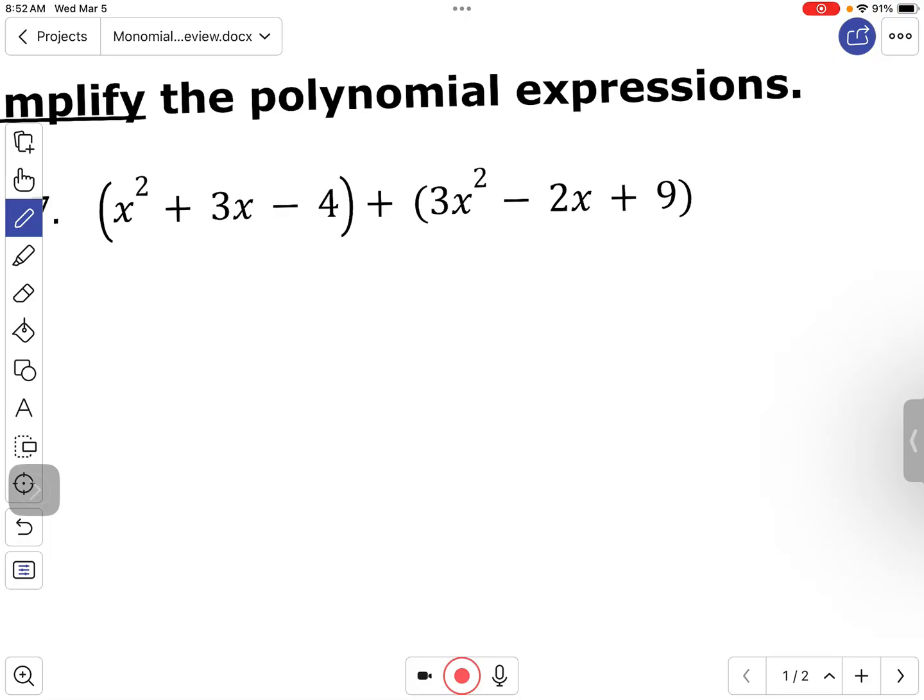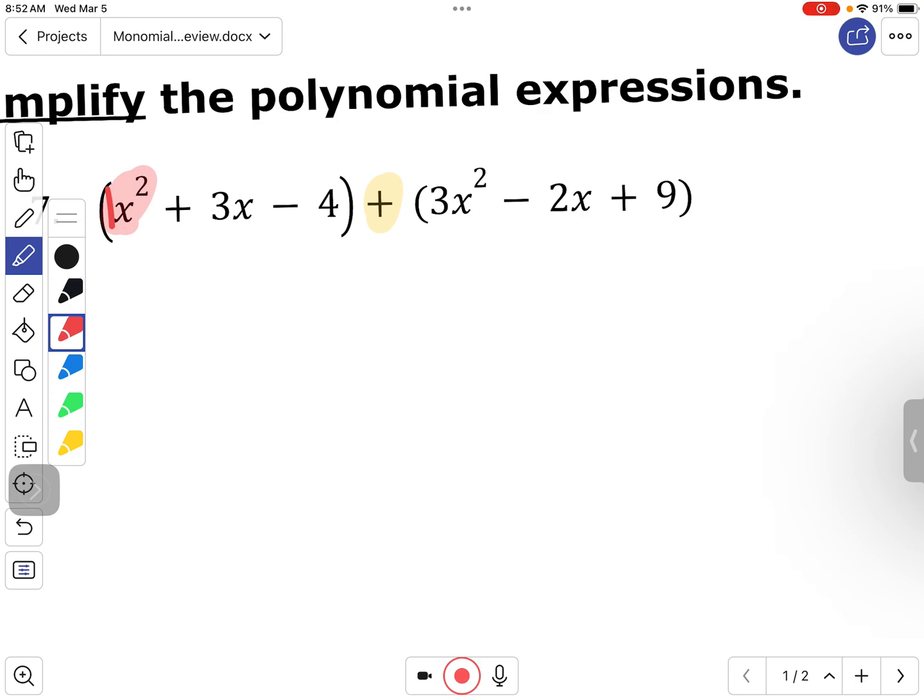Okay, let's look at this one. When we look at this one, in the middle, we notice we have a plus. Okay, we can only add or subtract polynomials if our powers are the same. So I can only add or subtract this 1x to the second with anything else that has x to the second.